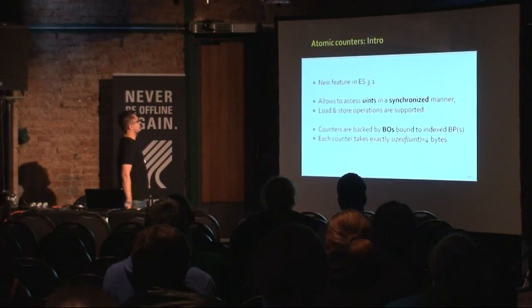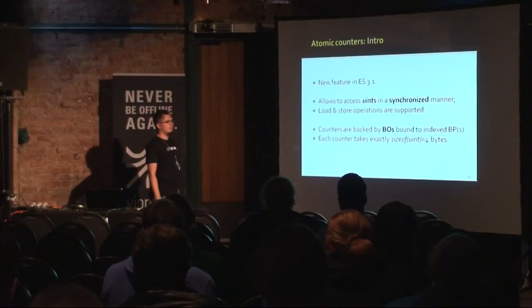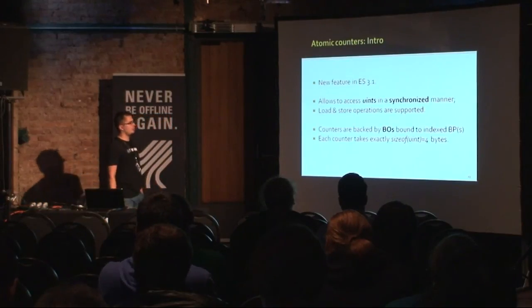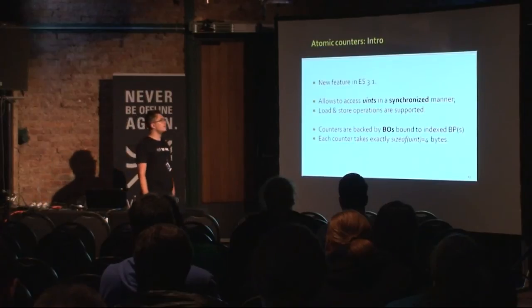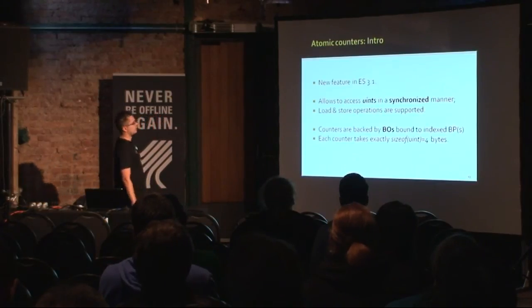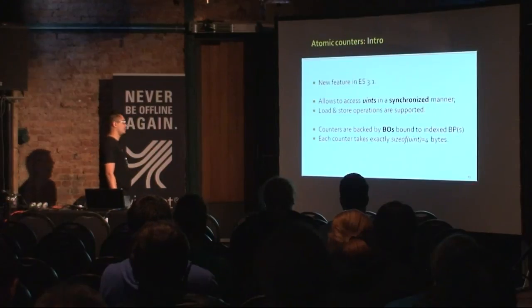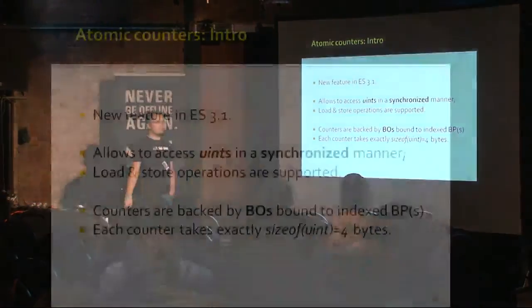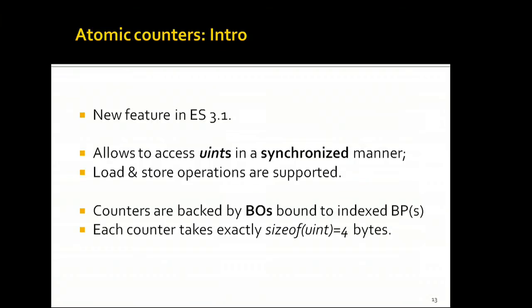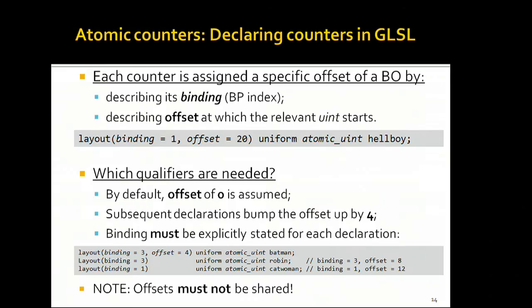Okay, atomic counters. This is again something new that was never made available in OpenGL ES 3.0, but has made its way into OpenGL ES 3.1. Atomic counters allow you to access unsigned integers in a synchronized manner, and load and store operations are supported. The way this works is that your counters are backed by a buffer object that is bound to an indexed binding point or binding points, because you can use multiple counters at the same time. Each counter takes exactly 4 bytes, which is the size of an unsigned integer.